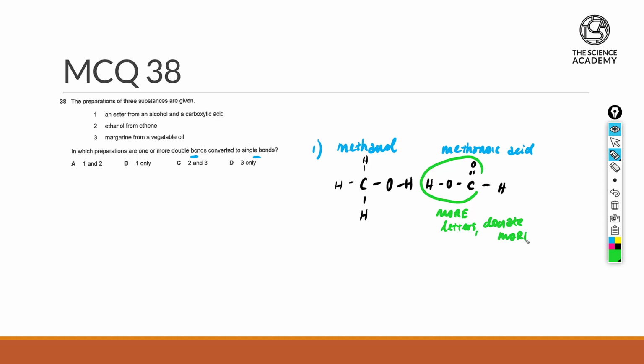We will actually be cancelling out O and H. For the case of alcohol, as it is having fewer letters, it will donate less. So we'll just be cancelling out hydrogen. So the ester that we're forming, methyl methanoate, will look as H, C, H, H. That comes from the alcohol. And from the acid, a C double bond O, H. You can see that the double bond here is preserved and it's not being broken at all. So option 1 is not going to be correct.